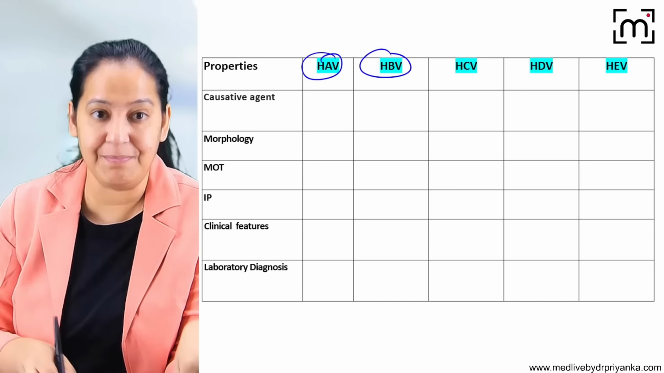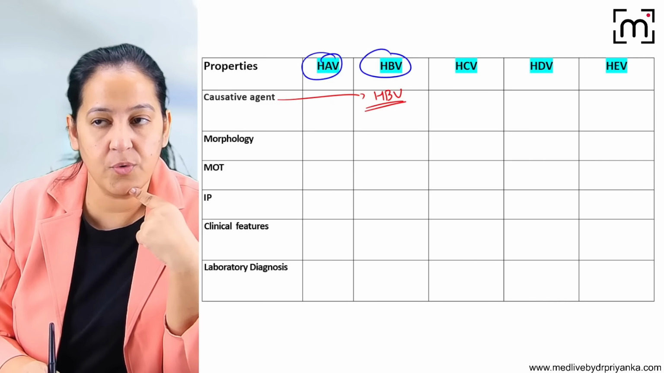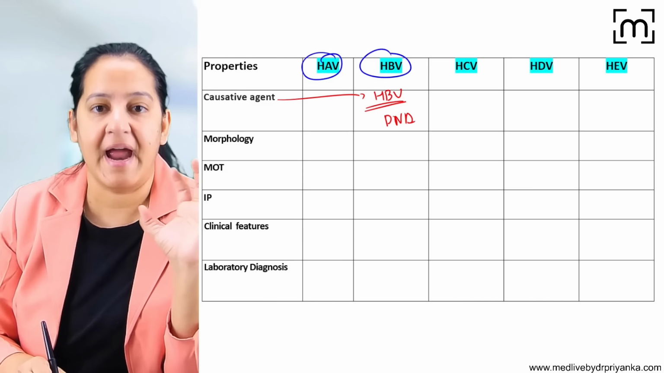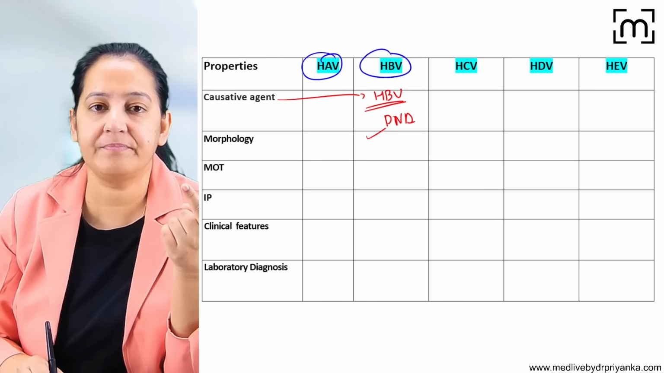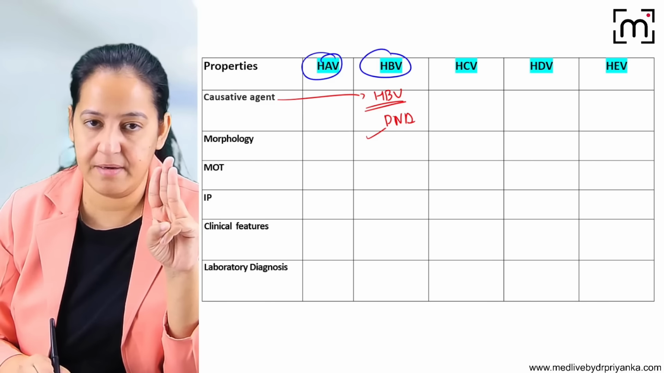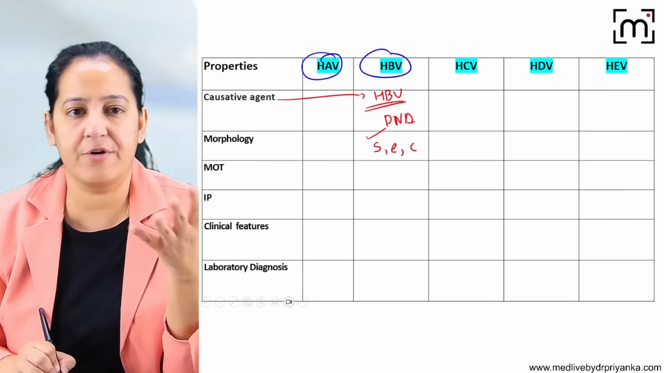So let's revise hepatitis B. Hepatitis B, the causative agent is hepatitis B virus that belongs to Hepadnaviridae. It's a DNA virus. Rest all are RNA virus, and that have the envelope. And on the surface there are 3 antigens. You can show hepatitis S antigen, hepatitis E antigen, and hepatitis C antigen. So you can draw the diagram.